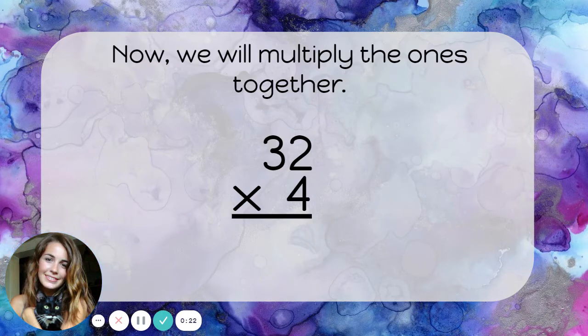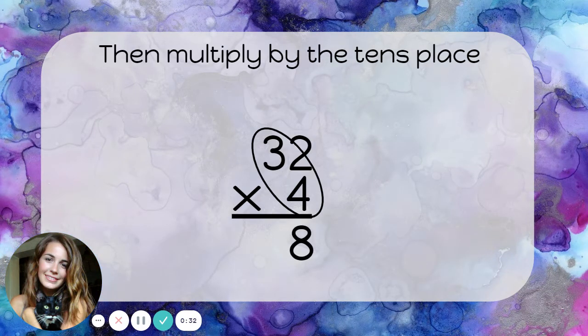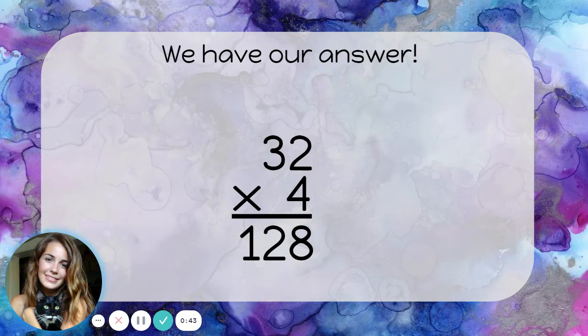Then, we'll multiply the ones together. So I'm multiplying 4 times 2, which is 8, and I'll put that in the ones place of my answer. Then, I'll multiply by the tens place, so 4 times 3, which is 12, and I'll add that to my answer. And that's it. We have our answer. 32 times 4 is 128.